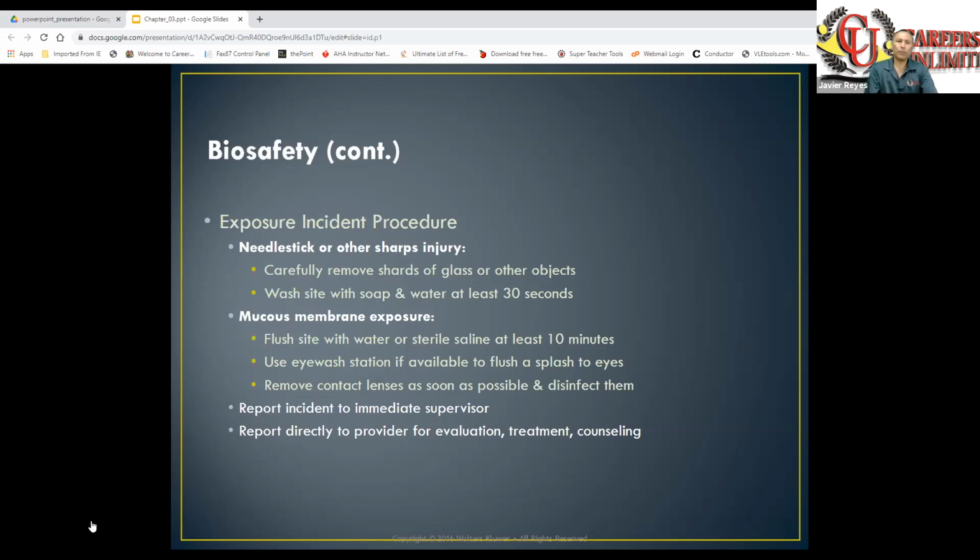Report the incident to the immediate supervisor after you give yourself some first aid, okay? Then you report it right away. Report directly to a provider for evaluation, treatment, and counseling, all right?